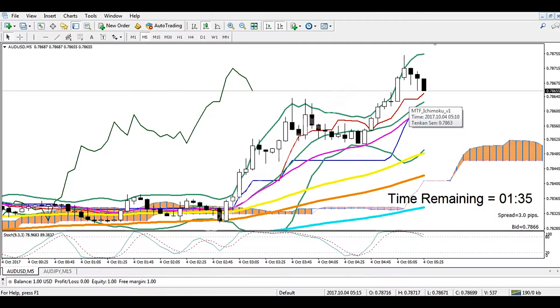it is actually the Tenkan Sen within the Ichimoku, and there's also this Bollinger Band. This green one is a Bollinger Band, and this blue line is the Kijun Sen from the Ichimoku. They are very strong support lines. Everybody look at it.